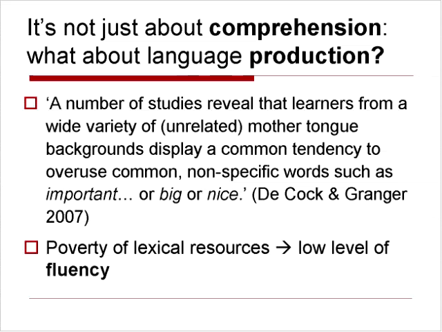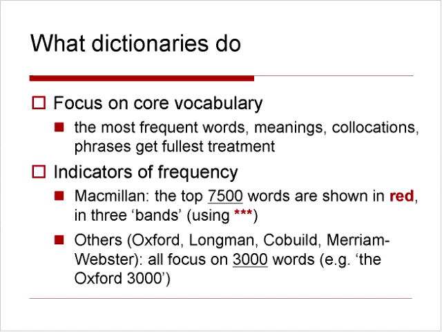Well, what should we do? What can we do in dictionaries about this on the basis of all this research? What we do is we focus on core vocabulary. If you look in the Macmillan Dictionary, you will find that the fullest treatment goes to the really common words, the really frequent meanings, collocations, and phrases. So we do include words like ameliorate, which we talked about earlier, but we just give them a definition and that's it.